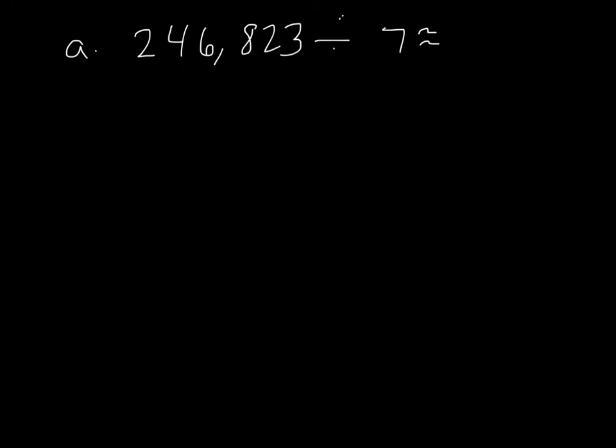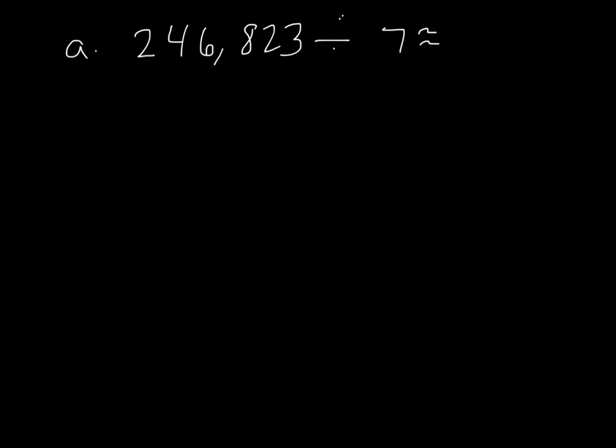Okay, so here's what we have. 246,823 divided by 7. I hope you'll go ahead and write that problem down. And so the question is how to round this. Now we can't round them to the same place like we did in addition and subtraction because that would involve working the problem all the way out.